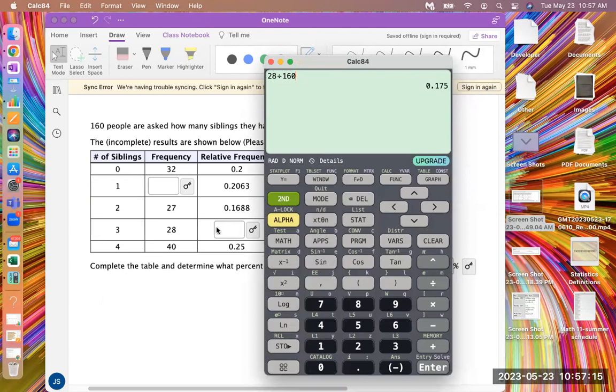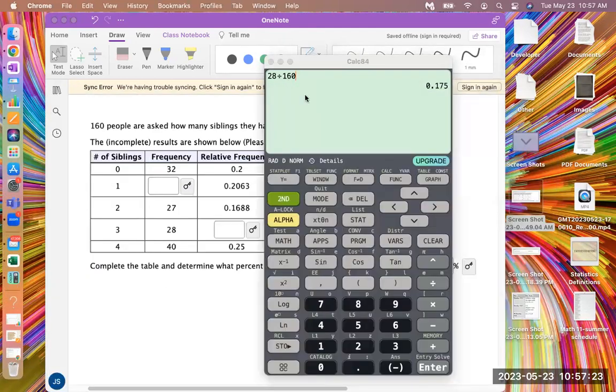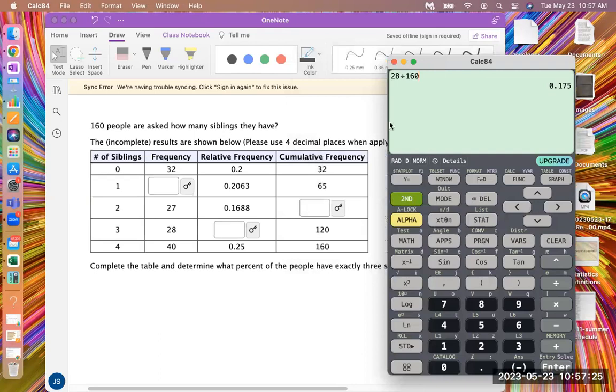This is the second empty box, in the third column here. So that is 0.175. Okay. Then the last answer, no, there's 2 more answers here.